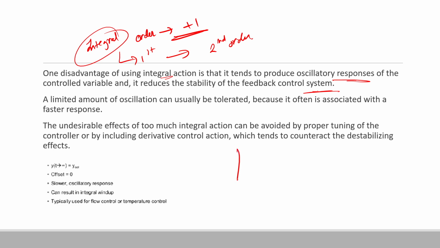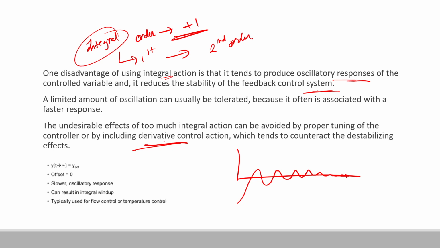So if I want to reach this set point, due to the presence of integral control action it will keep oscillating and ultimately reach the set point very fast. Even though the oscillations are there, it helps us reach the set point faster compared to the proportional controller. In the case of proportional control, it will never reach the set point. Also, the undesirable effects of too much integral control action can be avoided by proper tuning of the controller or by including the derivative control action, which tends to counteract the destabilizing effect.